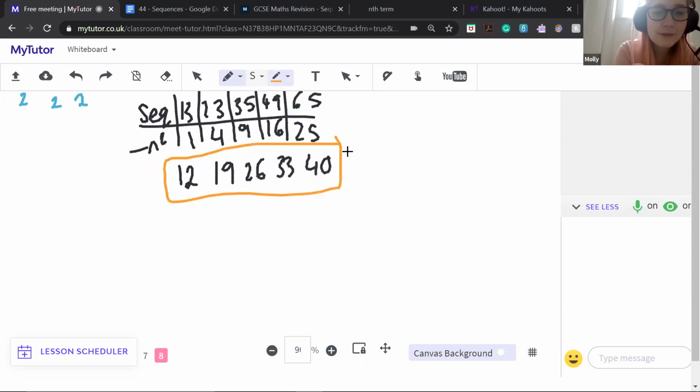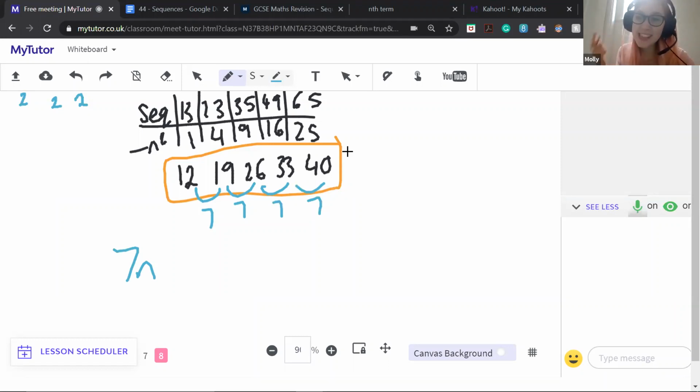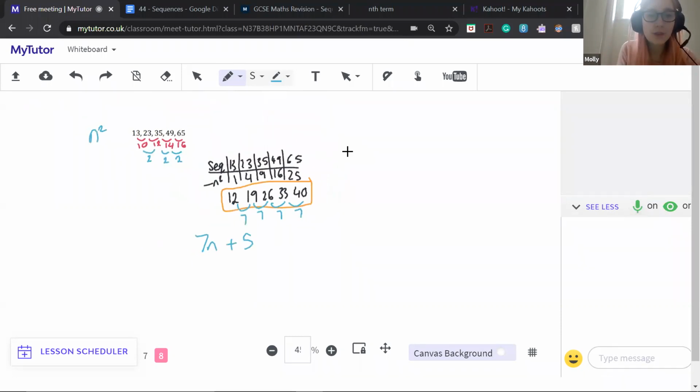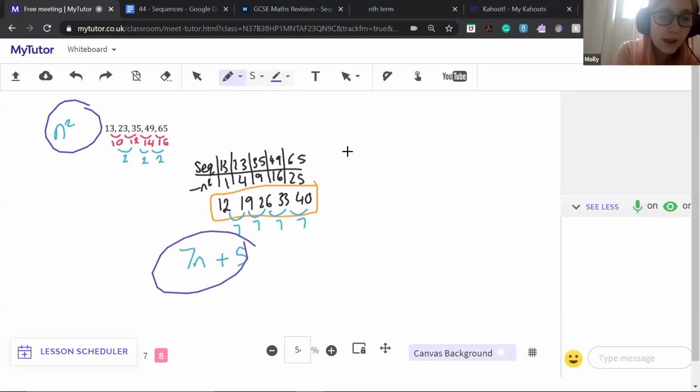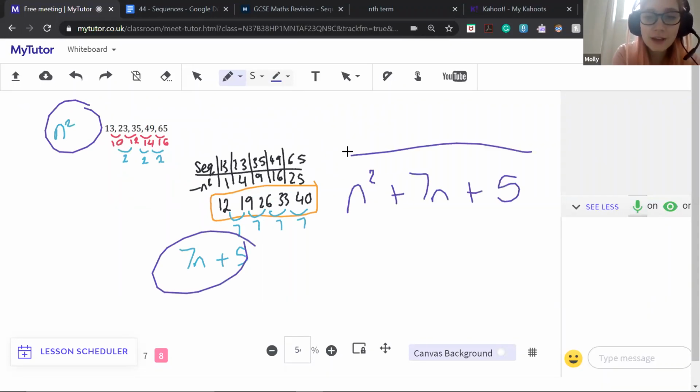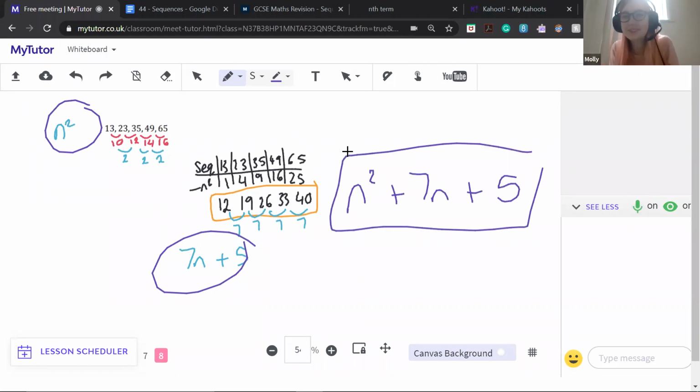So we find the nth term of this. Well, the common difference here is 7. So we know it's a 7n. If the term was just 7n, the first term would be 7, but it's not, it's 12. It's 5 more. Then we just do our nice and easy final step, whack these bits together, n squared plus 7n plus 5. Boom. And a lot of people got that, which is really, really good.